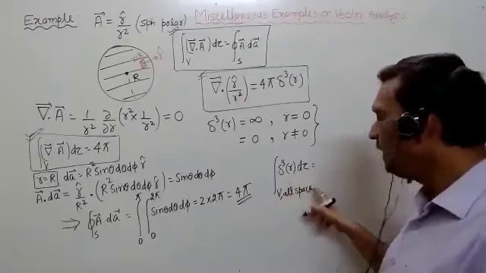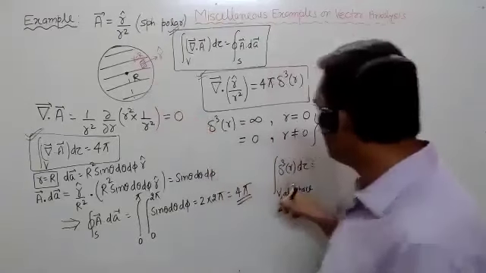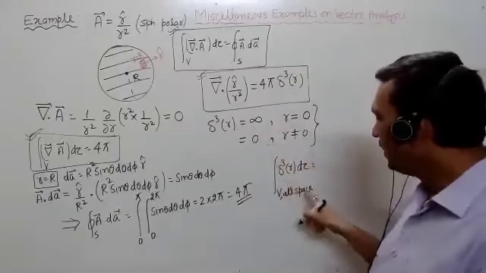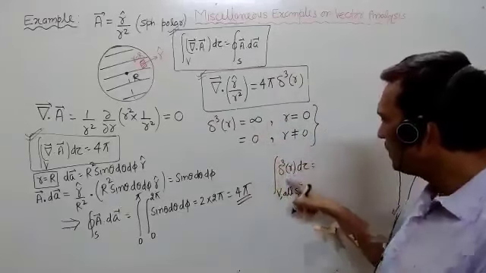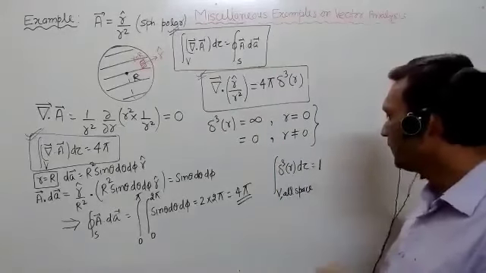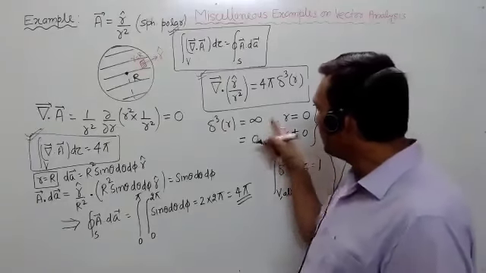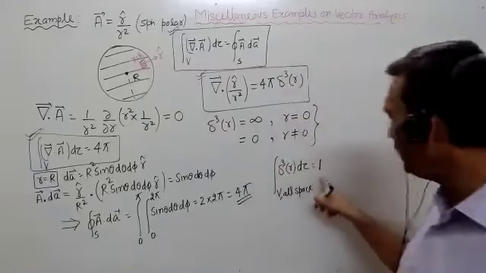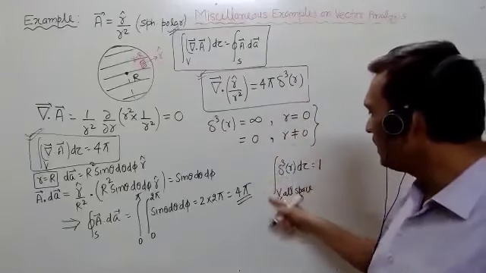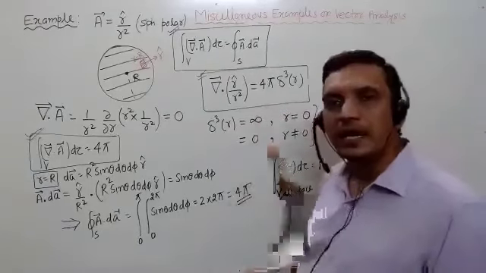What does it mean? All space means this integral must include r is equal to 0, because delta r is defined at r is equal to 0. So if it includes r is equal to 0, this integral will be 1. Otherwise it will be 0. If this integral doesn't include r is equal to 0, then the integral will be 0. But when it includes r is equal to 0, this integral will be 1. So you have to remember this property of the Dirac delta function.